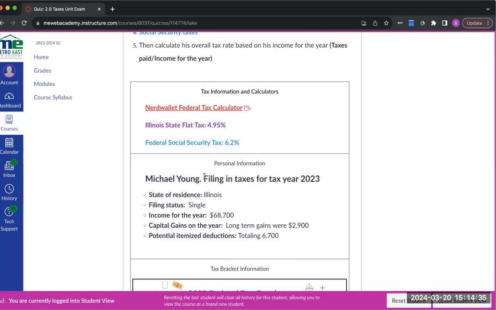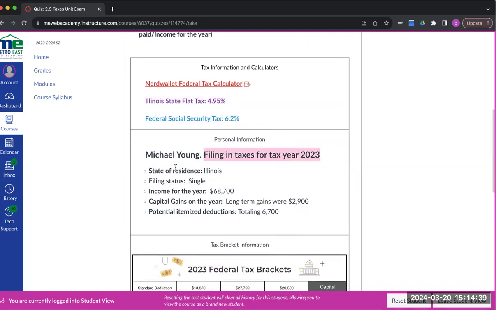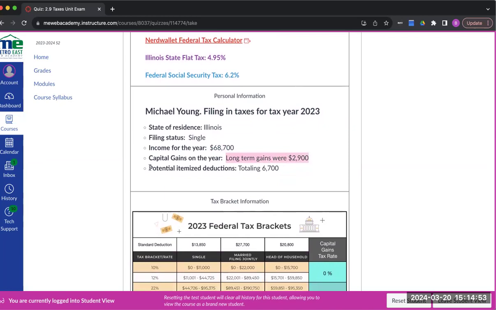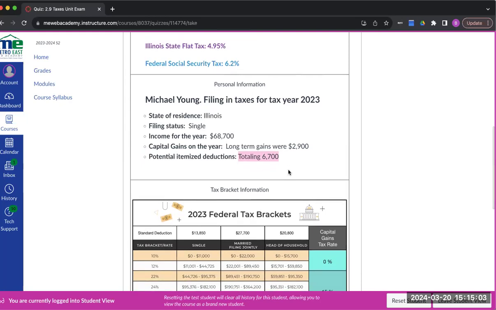So this is Michael Young filing taxes for the year 2023. State of residence is Illinois. Filing status is single. Income for the year is $68,700. For capital gains on the year, Michael had $2,900 of long-term gains, and itemized deductions of $6,700. You might not use these if it's not as much as the standard deduction. So again, be careful about whether you use these or the standard deduction.